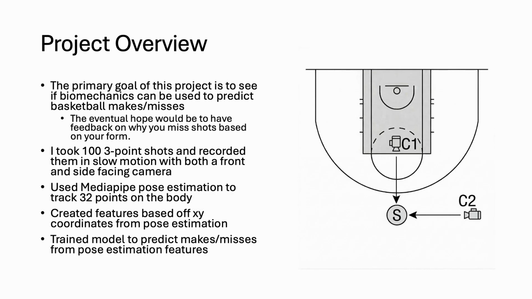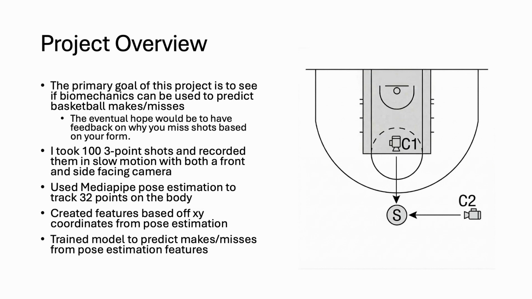So, project overview. The primary goal of this project is to see if we can use biomechanics to predict basketball made or missed shots. And the eventual hope is to be able to take videos of players shooting and give them instant feedback on why they're missing the shots they are missing and how they can adjust their form to make more shots.